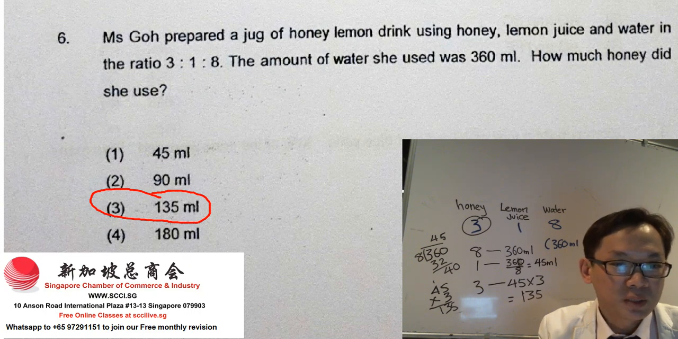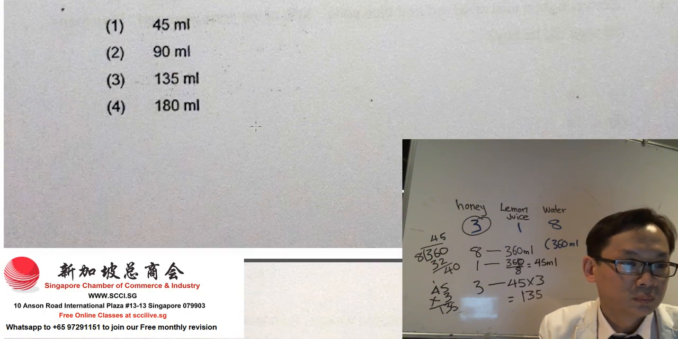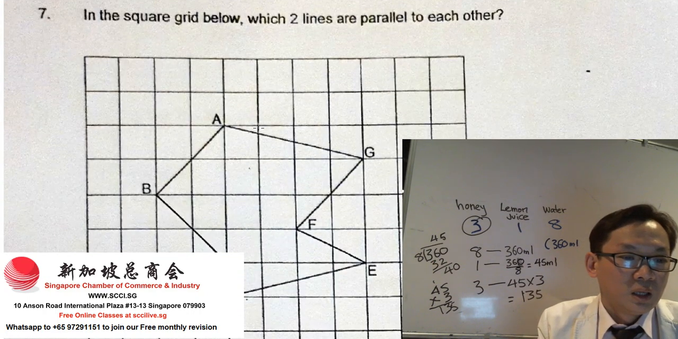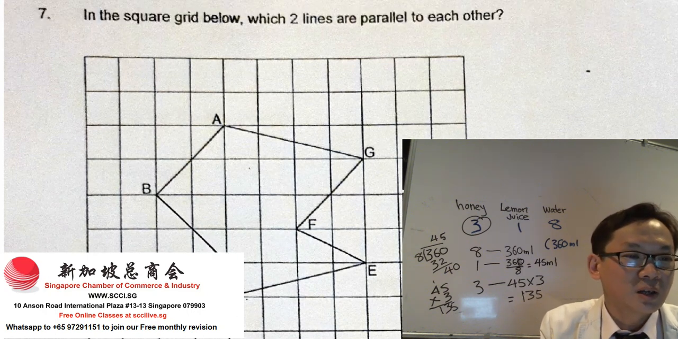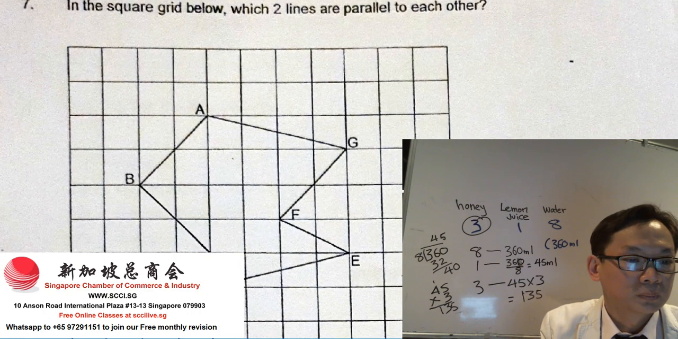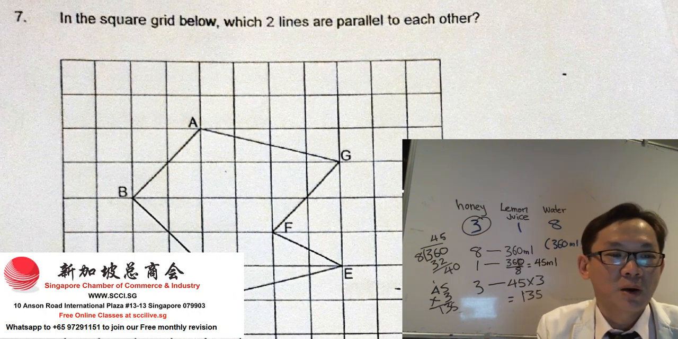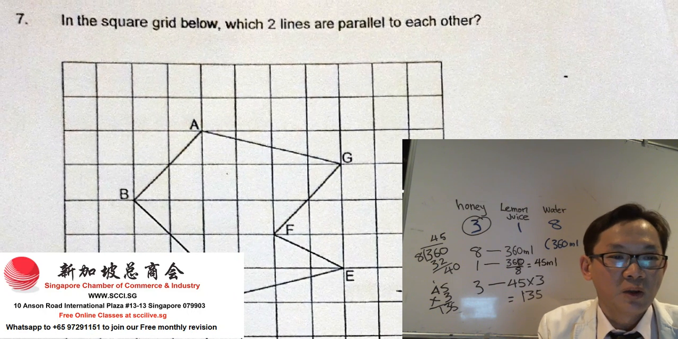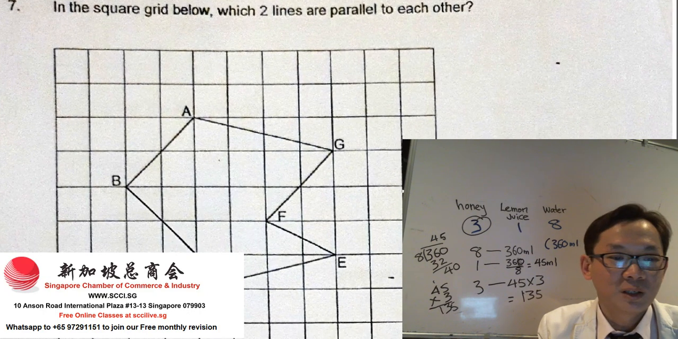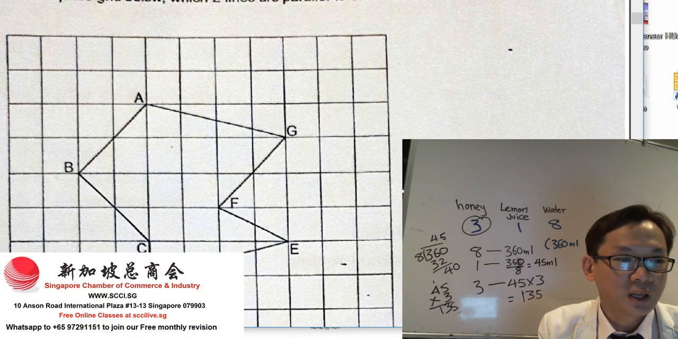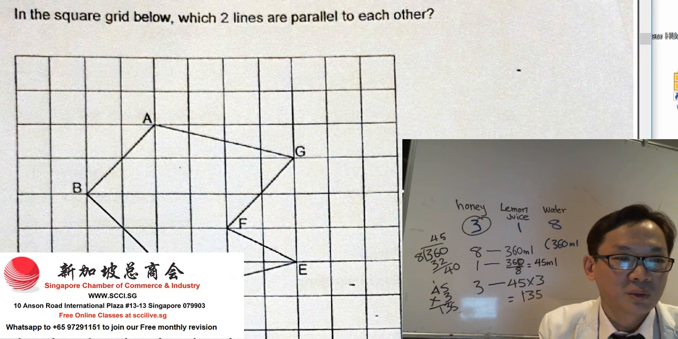Let me clear away this part. Let's look at it. In the square grid below, as you can see, which 2 lines are parallel to each other? Are you able to get the answer? Take a look at it and try to understand. Which 2 lines are parallel to each other?